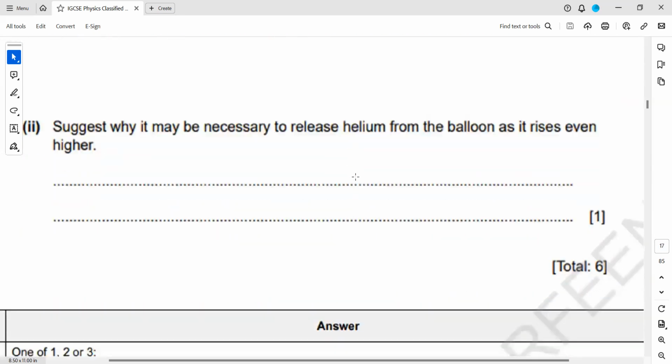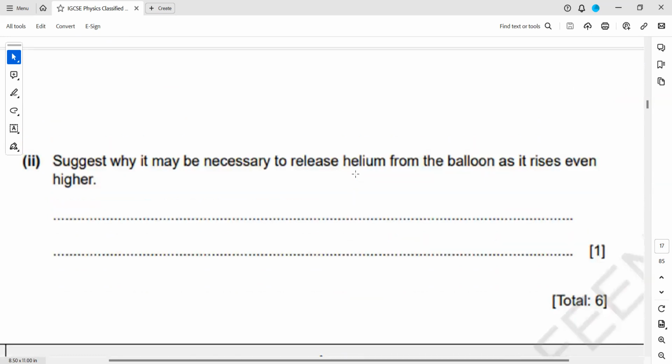Suggest why it may be necessary to release helium from a balloon as it rises higher. Look, as you can see, on the surface when the balloon was released, it had a volume of 4,800. But when it rises to a higher altitude, the volume has increased to 7,200. It means it gets larger. So why should we remove some of the helium from this balloon as it is rising? The balloon might burst because the inside pressure will be higher than the outside pressure.